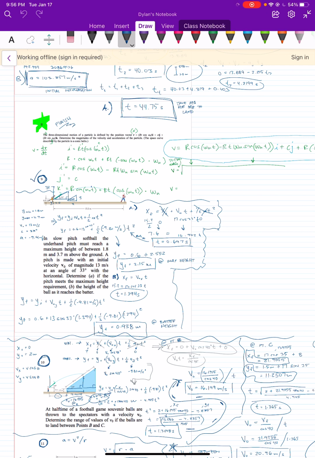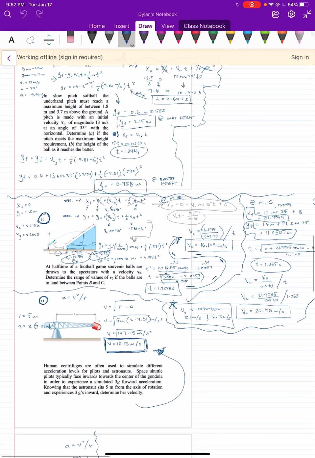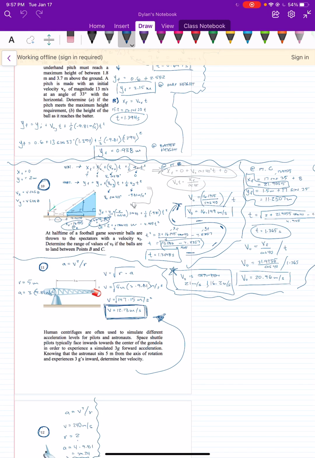And then to find the height of the pitch at the batter, I had to resolve for t based upon my x distance. Instead of halfway, I went the full 15.2 meters, and then plugged that back into the same kinematic equation. That one's done.